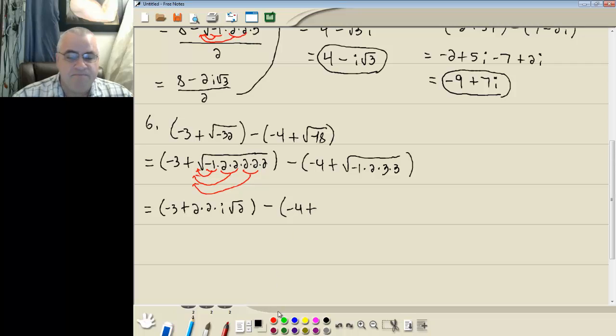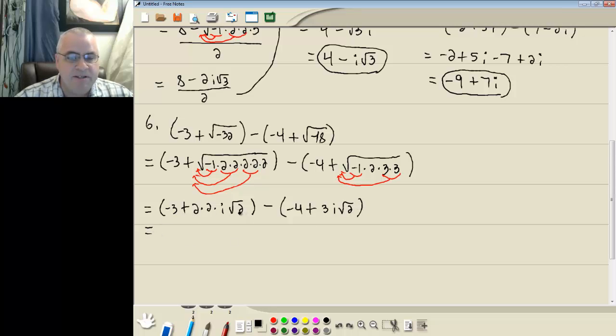Now over here, let's see what comes out. We got negative 1, of course. That's going to come out as an i. And we have a pair of 3's. That's going to come out as a single 3. So we're going to have 3i, and then we're left with 2 inside.